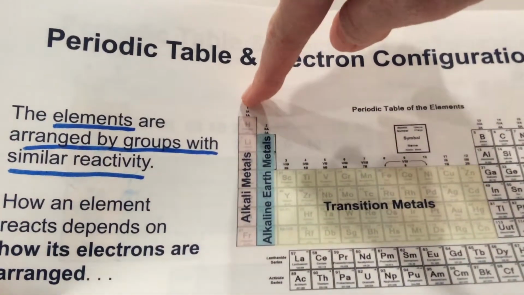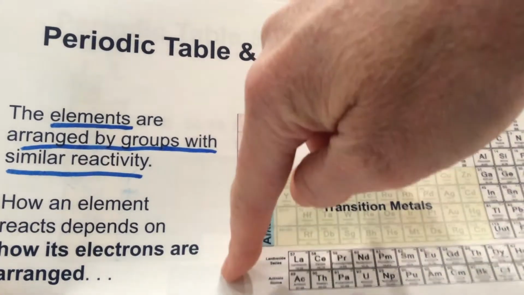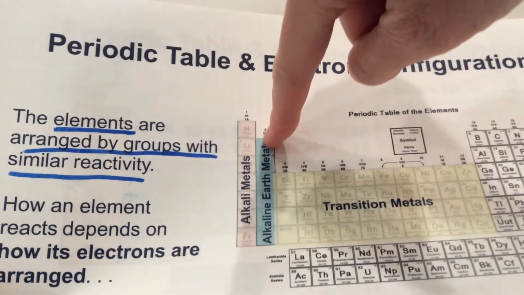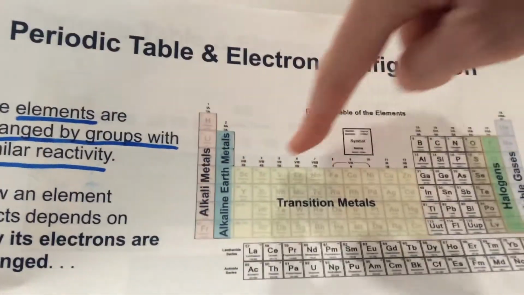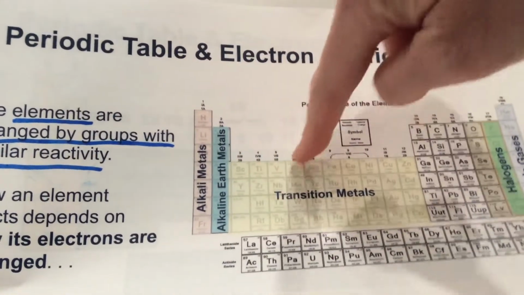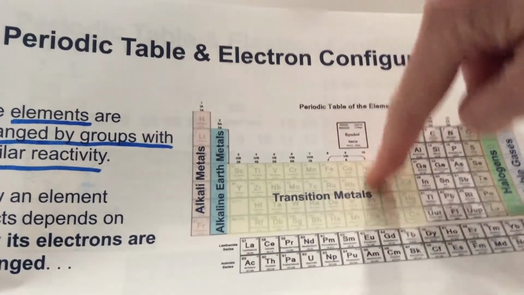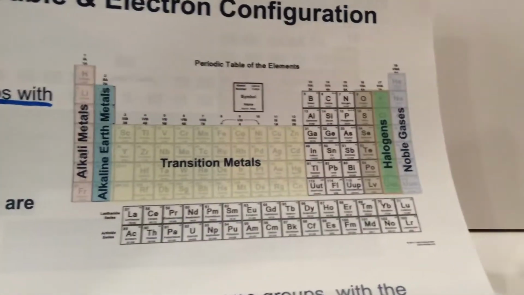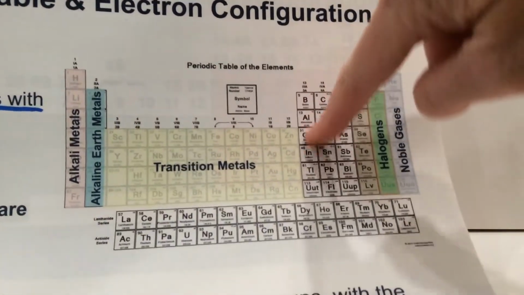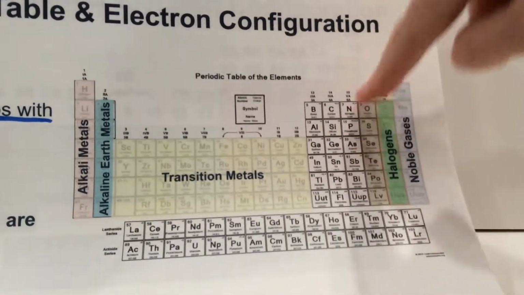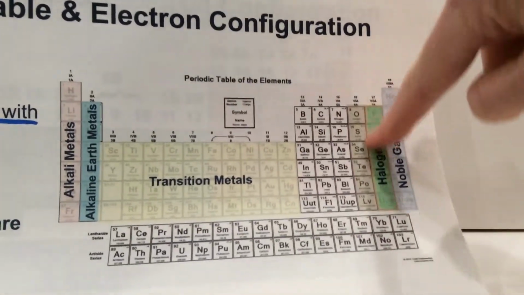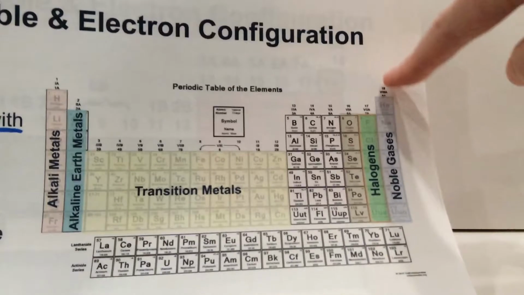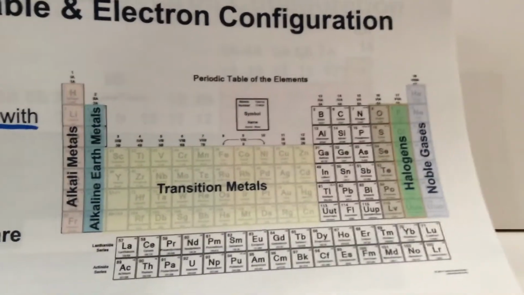So group 1, alkali metals, it goes down. Group 2, alkaline earth metals. Group 3, 4, 5, 6, 7, 8, 9, 10, 11, 12. These are the transition metals in the center here. Then we have group 13, 14, 15, 16. Group 17 we call the halogens. And group 18 we call the noble gases.